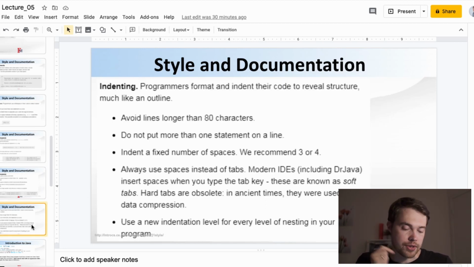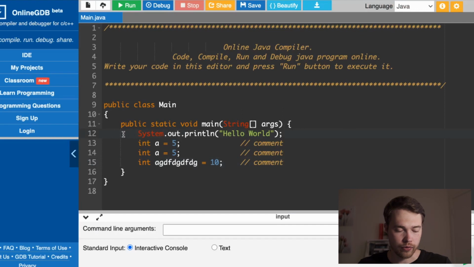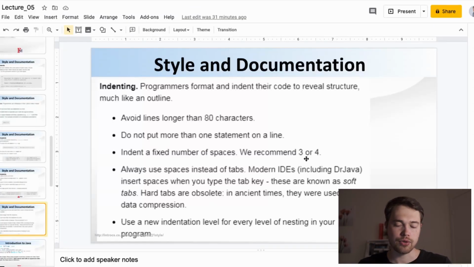Again, a couple more rules. Avoid lines longer than 80 characters. Not going to happen anytime soon, but if it does, please split them into 2 lines. Do not put more than one statement on a line. Definitely use tabbing. You see, over here it's a tab, and this is a tab. Or if you use spaces, usually use 3 or 4 spaces instead of 1 tab.